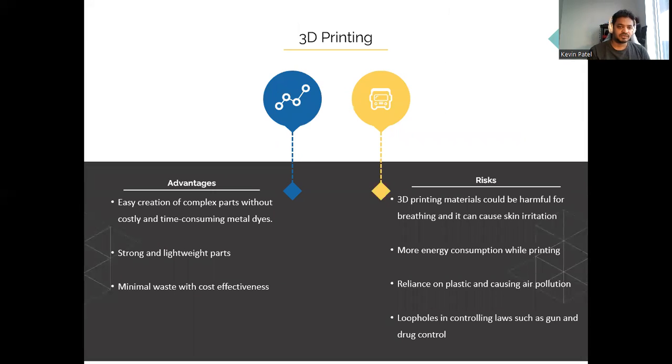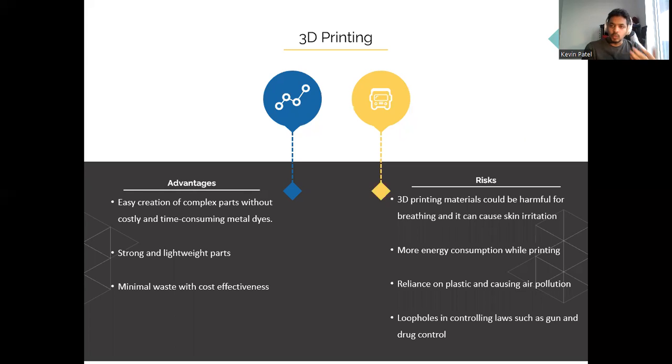Coming to the advantages of 3D printing, as we said: easy creation of complex parts, strong and lightweight parts, minimal waste and cost-effectiveness. That is the USP for 3D printing. However, the risks involved here are that 3D printing materials could be harmful for breathing and cause skin irritation. So currently, a new or different material is being invented, which causes less trouble for human skin.